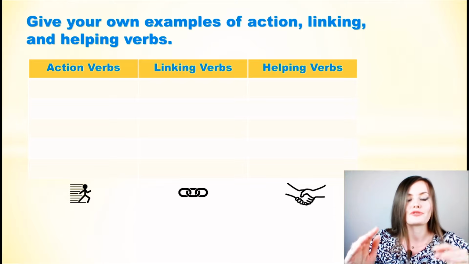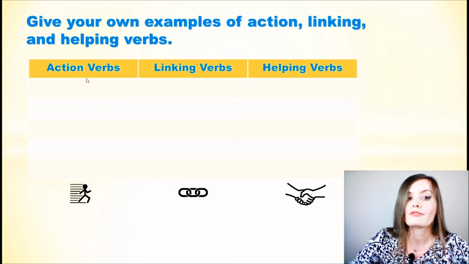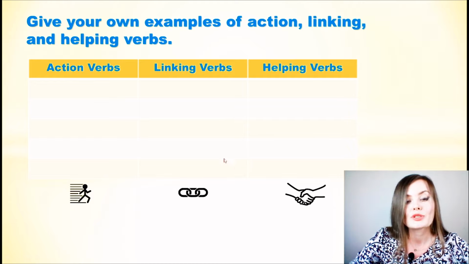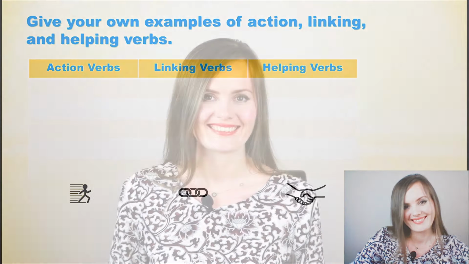Go ahead, draw this table in your exercise book and write down 5 action verbs, 5 linking verbs, and 5 helping verbs. And also, to distinguish between the linking and the helping verbs, I recommend you to write down the sentences with these verbs.